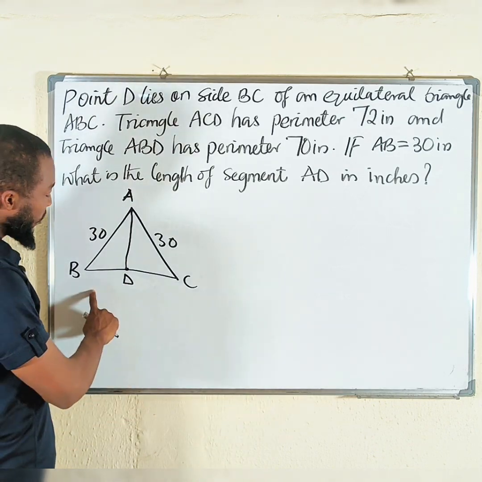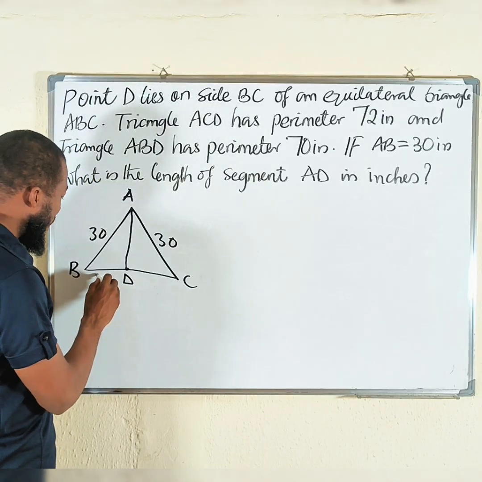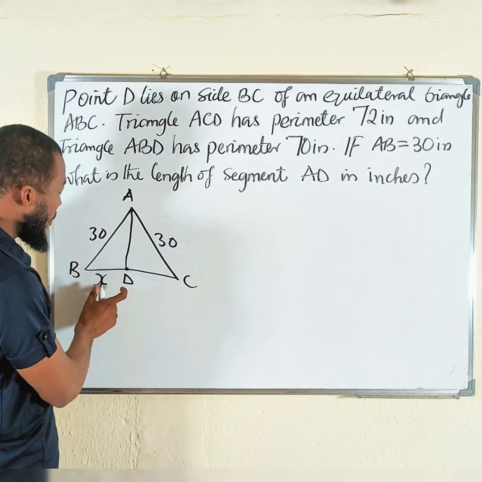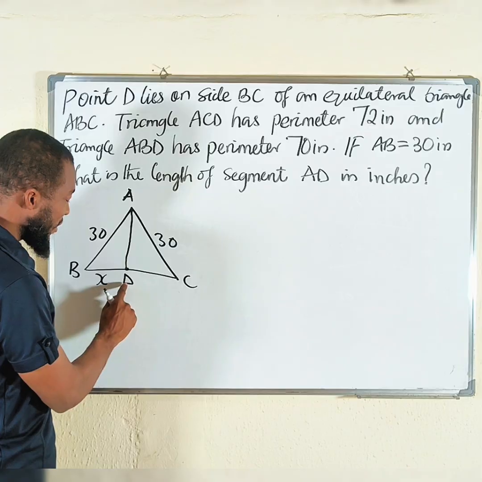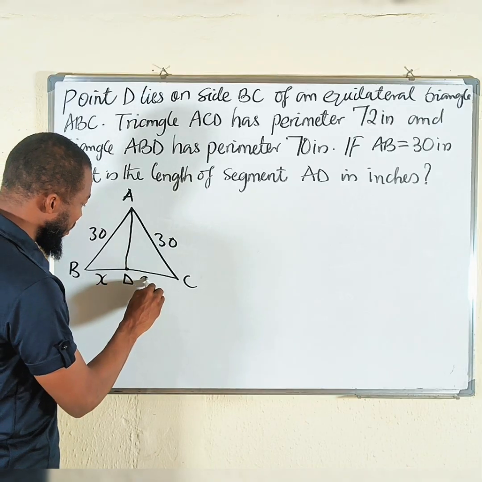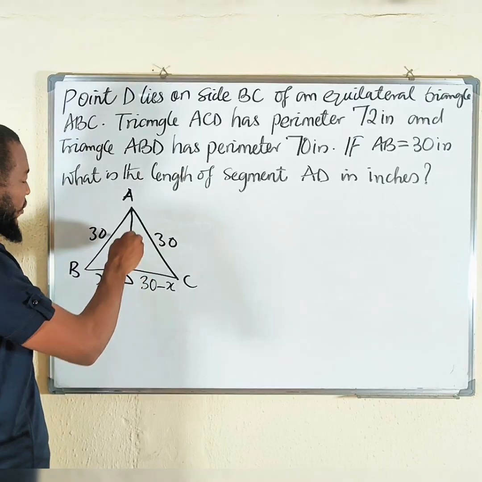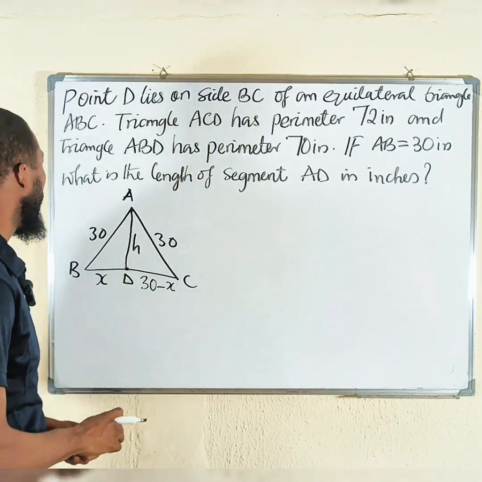All we know is that the total length here is 30 inches. So since we don't know, we can declare this with X. But we know that the total is what? 30. So the moment you take away X from 30, you shall obtain the side length DC. So this is 30 minus X. Let's call this one H since it is unknown, and that's exactly what we are looking for.